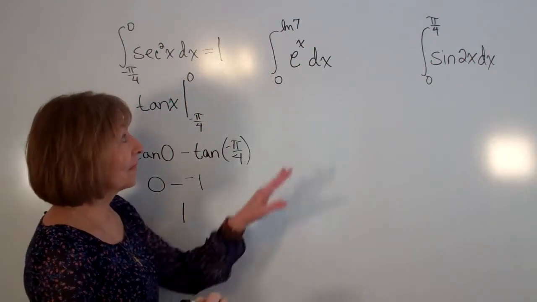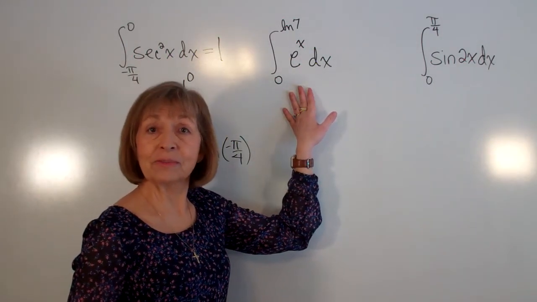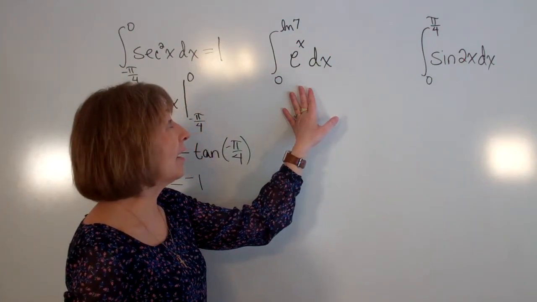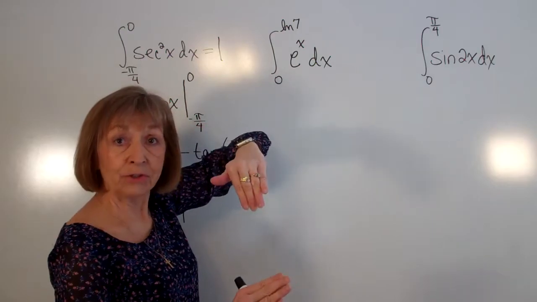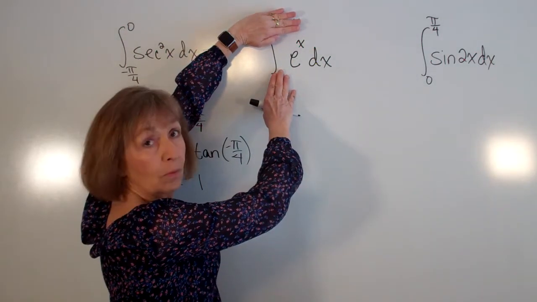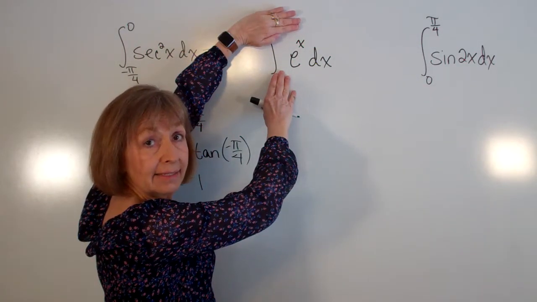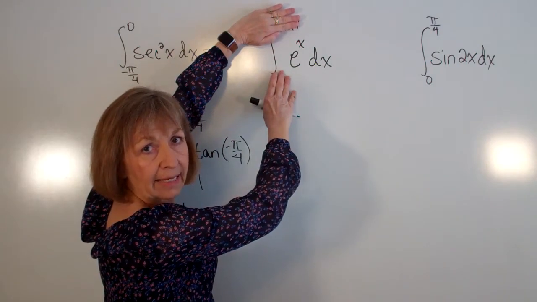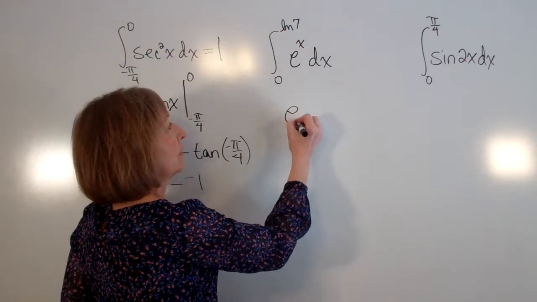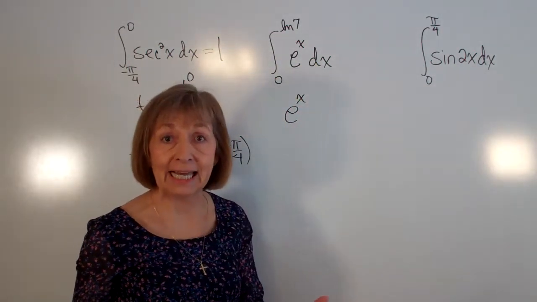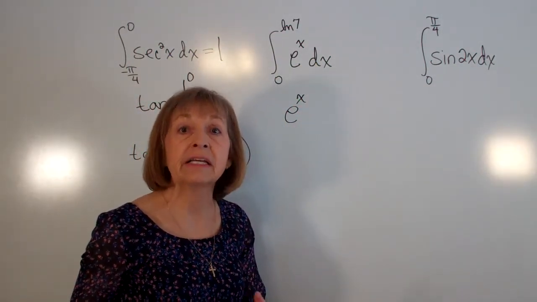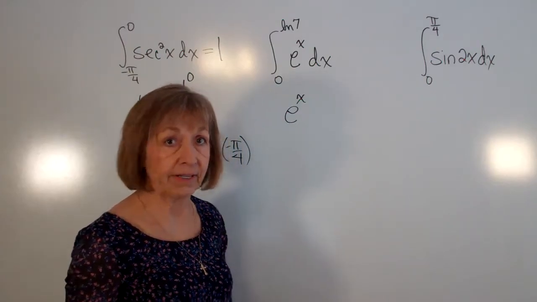Next up, what's the definite integral from 0 to the natural log of 7 of e to the x dx? Find an antiderivative. So what function has e to the x as its derivative? Well, e to the x. So I did find an antiderivative. It's just e to the x. It is its own derivative. It is its own antiderivative.